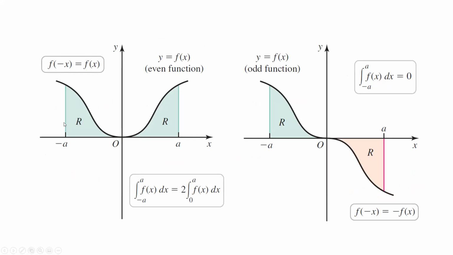When we have an even function, the area to the left and to the right are equal, so we can just find the area to the right and then double it. So the integral from negative a to a of f of x is equal to 2 times the integral from 0 to a. Since they're the same area on either side, when we have an even function at least, then we can exploit the symmetry by just integrating from 0 to a and then multiplying it by 2.